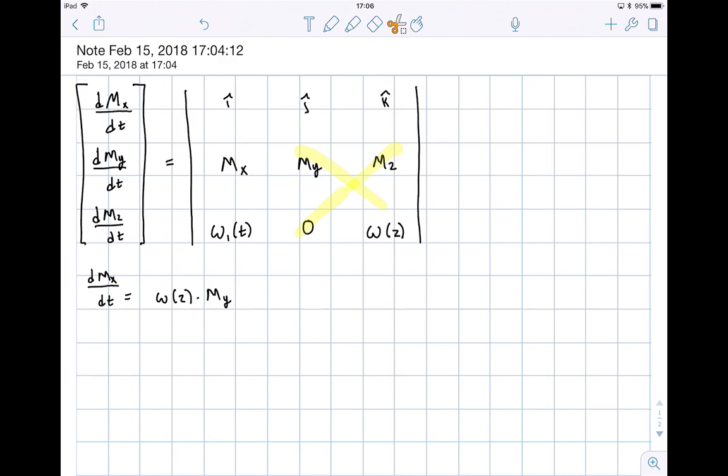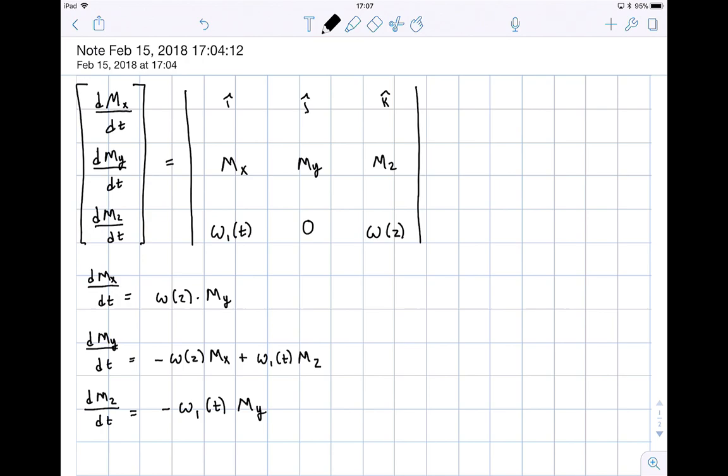The next one I have to do is figure out what's happening to dMy/dt. And dMy/dt, only slightly more complicated, has a minus omega z times Mx plus an omega 1 of t times Mz. And then the last one to work out is what's happening to dMz/dt. And that's going to be just equal to minus omega 1 of t times My.